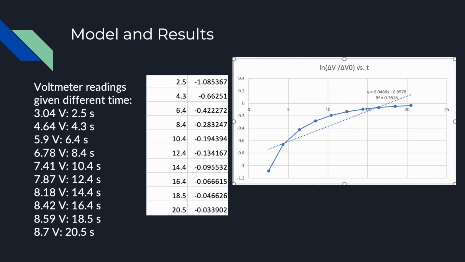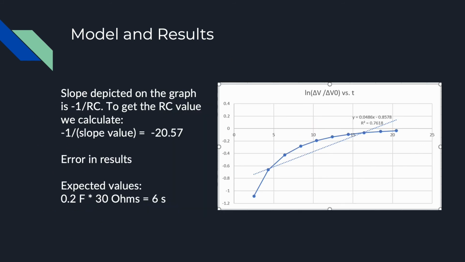On the right we have the graph of ln ΔV over ΔV0 versus t, and a linear regression line whose slope will come in handy later. This slope is actually equal to a theoretical negative reciprocal of the RC value. So if we take the negative reciprocal of the slope, which is 0.0486, we end up with negative 20.57.